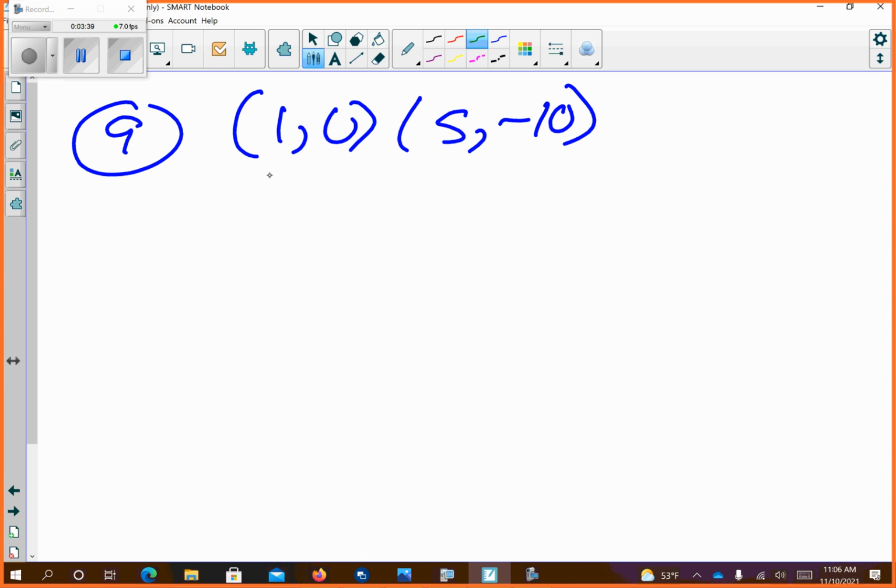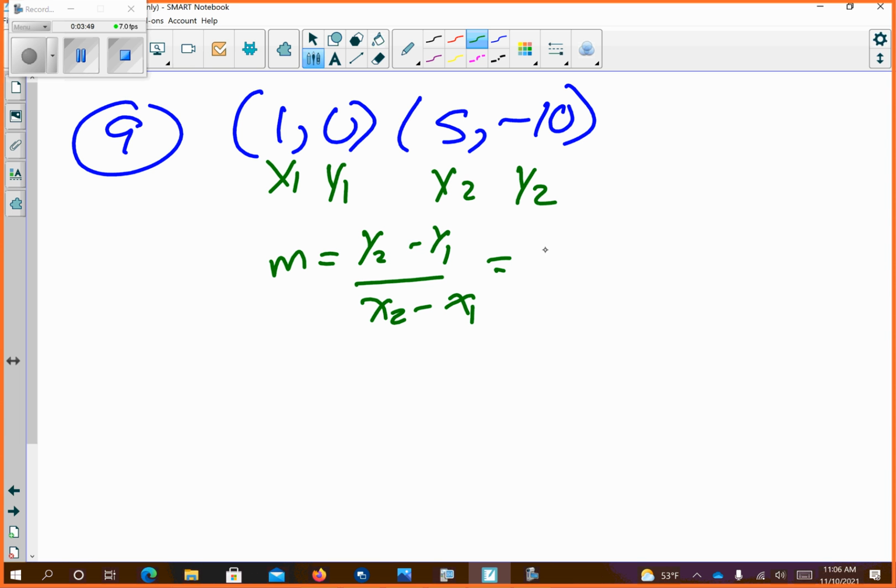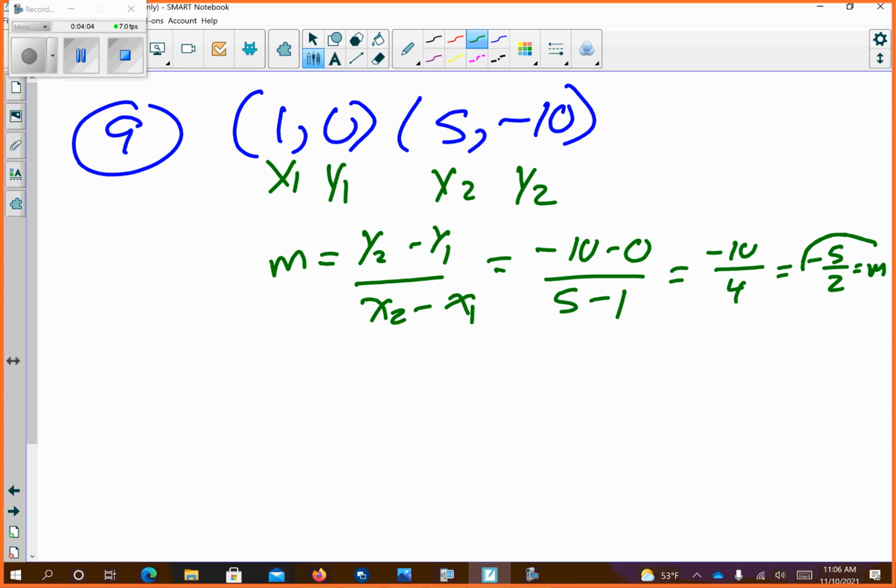So first step, label x1, y1, x2, y2. Find the slope, which is this. So that's going to give me -10 minus 0 over 5 minus 1. -10 minus 0 is just -10. 5 minus 1 is 4. Reduce it. So that's going to be my slope.